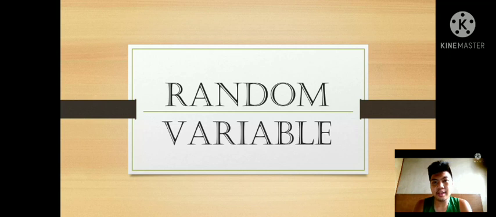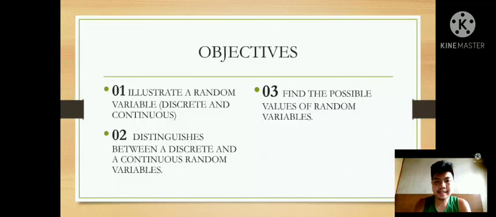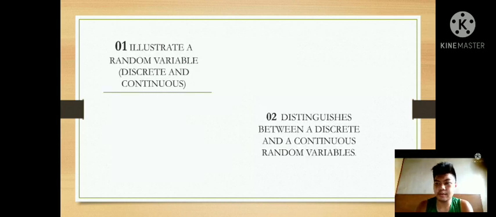And today we're gonna talk about the random variable. In this lesson, we have three objectives of random variable. First, illustrate a random variable, discrete and continuous. Number 2, distinguish between the discrete and continuous random variable. Number 3, find the possible values of random variables. But first, we're gonna talk about what a random variable is.